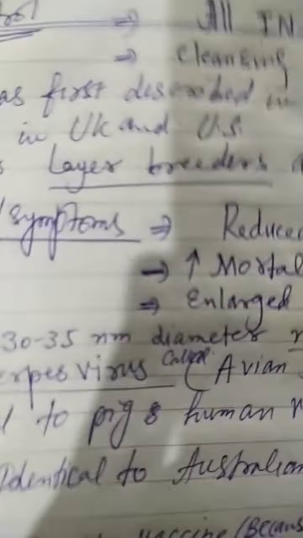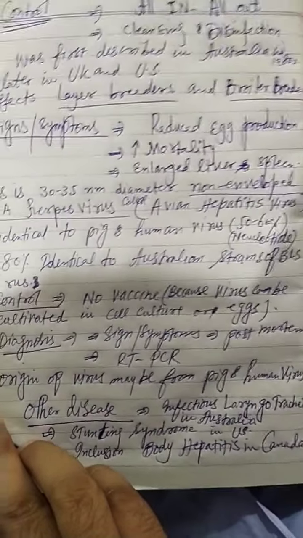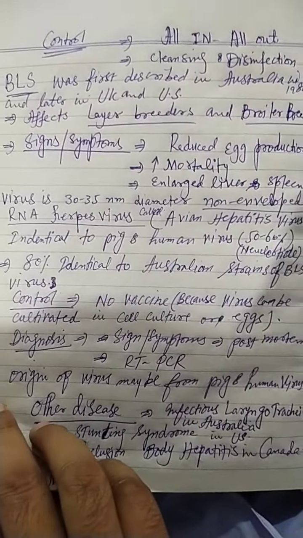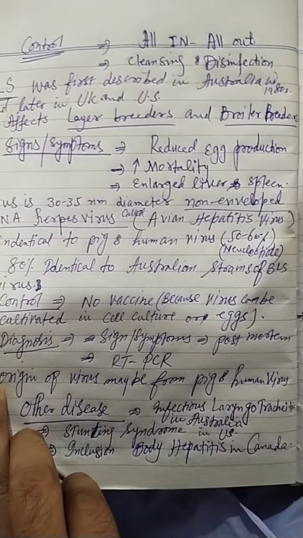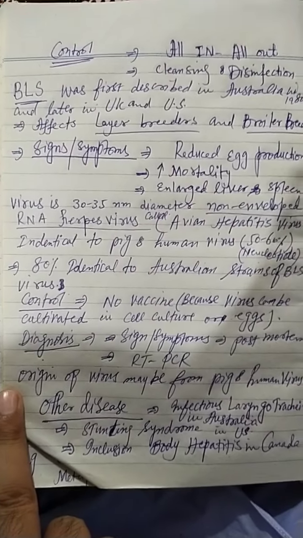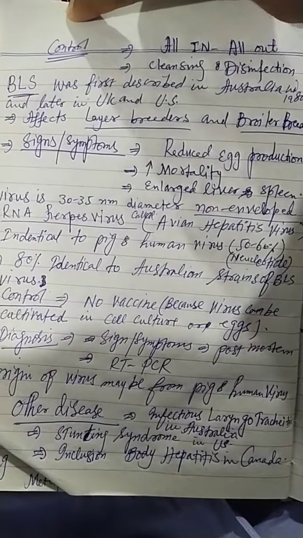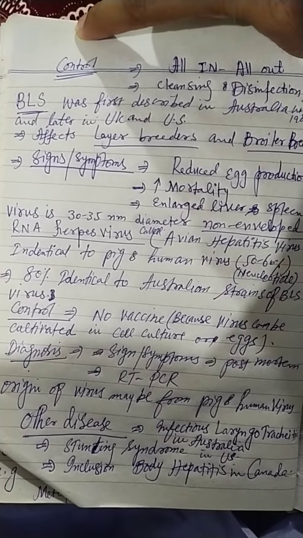Diagnosis is based upon the clinical signs and symptoms. Post-mortem lesions and RT-PCR can be done for the identification of the virus. The origin of the virus may be from pig and human virus.